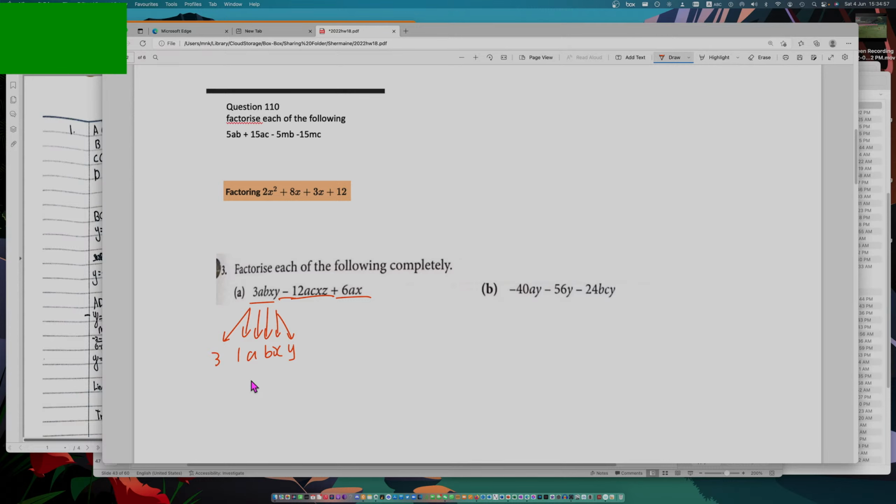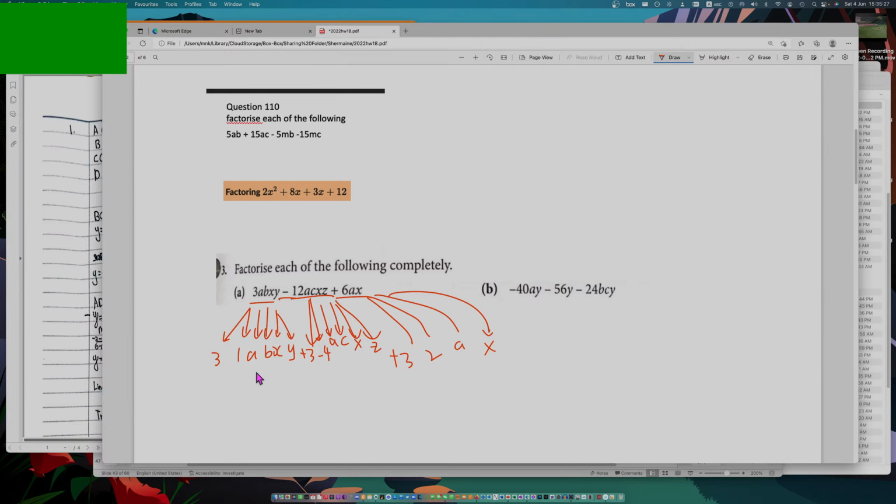Yeah. How do you split the minus 12? 3, 4. Wait, minus 12, so 3 minus 4, then a, c, x, z, right? Yeah. How do you split this? 3, 2, a, x, right? Yeah. So there's a plus here. Okay, good. Then there is a plus here.